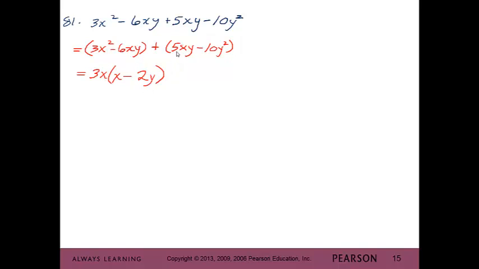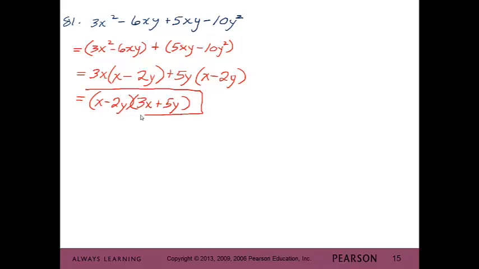And then we're going to continue. The GCF for the second group would be 5y. And then dividing, I should be left with x minus 2y. We see that our parentheses are exactly the same, so I'm going to write my x minus 2y. And then who's left over on the outside? 3x plus 5y. And this is also factored. And remember, you can check it by foiling, and you should get the original problem.